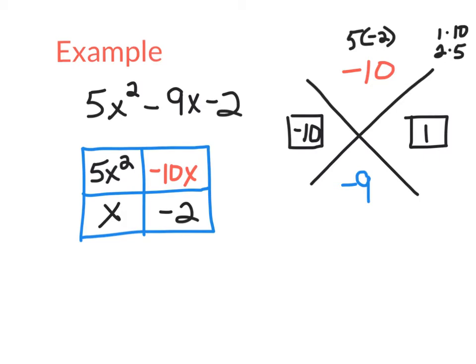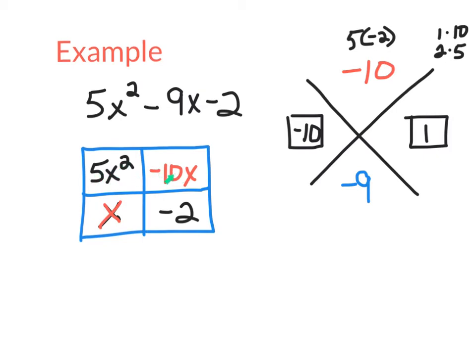Now we are looking to pull out or find the greatest common factors. Remember, we need a greatest common factor of the rows and a greatest common factor of the columns. And once we pull out those greatest common factors, then we have our factors of this trinomial. So let's start with this row here at the top. We have a negative 10x and a 5x squared.